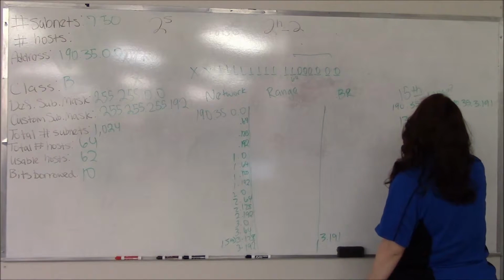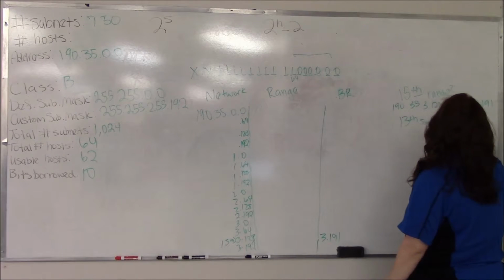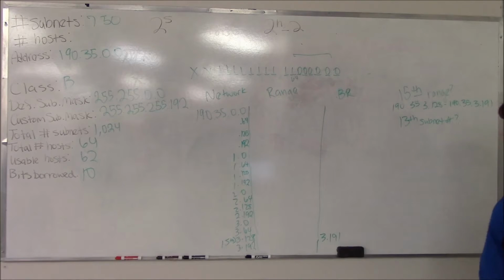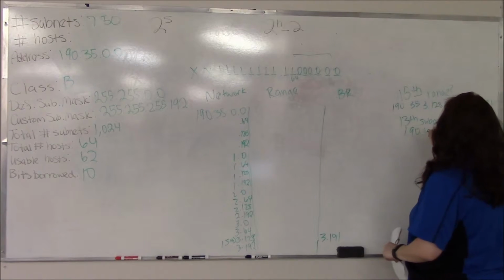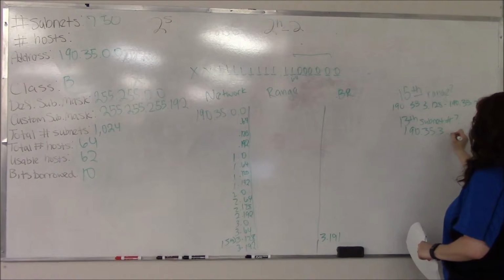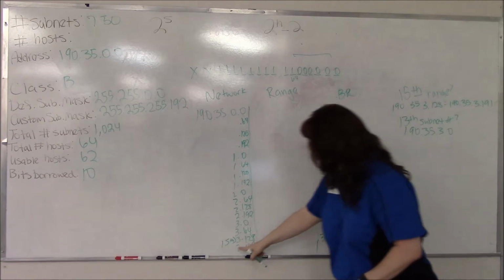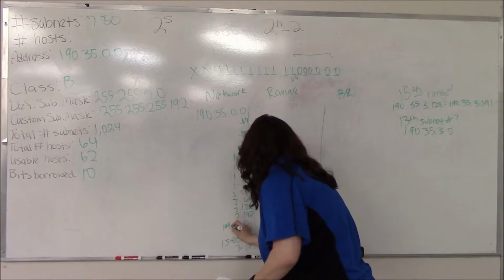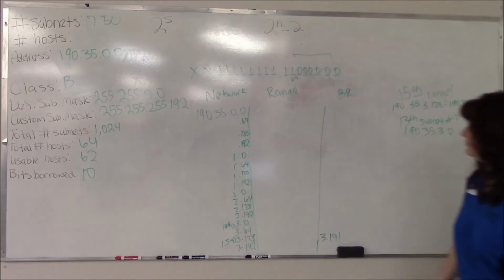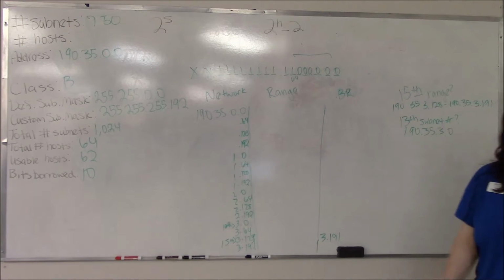What is the 13th subnet number? 190.35.3.0. There you go. If this is the 15th, that's the 14th, that's the 13th. That's the subnet number, okay?